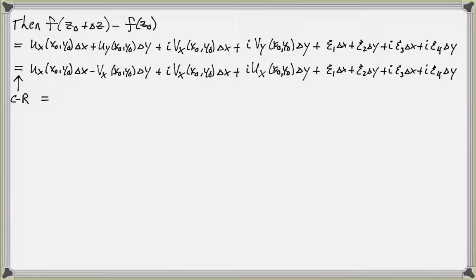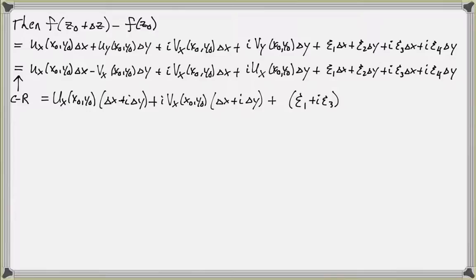So now combining terms involving the derivative of u with respect to x, I get the derivative of u with respect to x times the quantity delta x plus i delta y, and combining terms involving the derivative of v with respect to x, I get plus i derivative of v with respect to x times the quantity delta x plus i delta y, and combining the error expressions, we get the quantity epsilon 1 plus i epsilon 3 times delta x plus the quantity epsilon 2 plus i epsilon 4 times delta y.